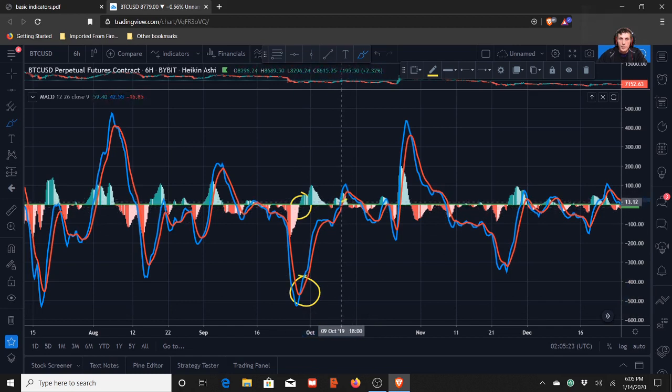Here we got another one. And when these lines cross, is basically telling you reversal. These are reversal trades. Flip from green to red, and here we go, we crossed.